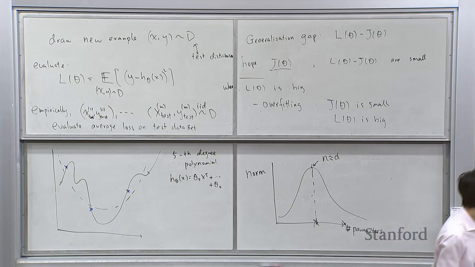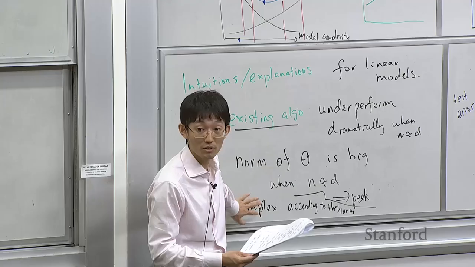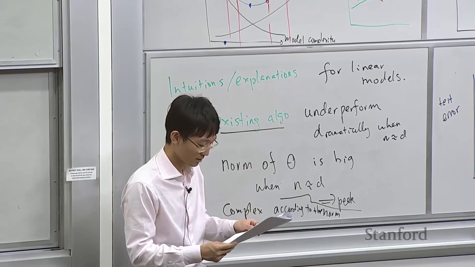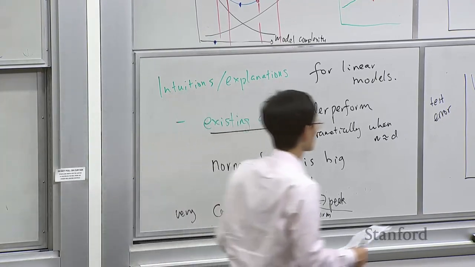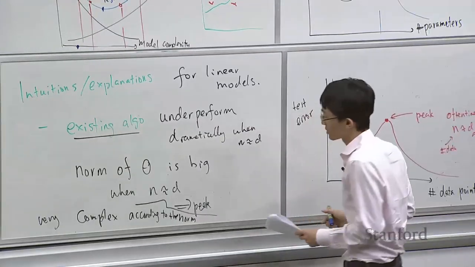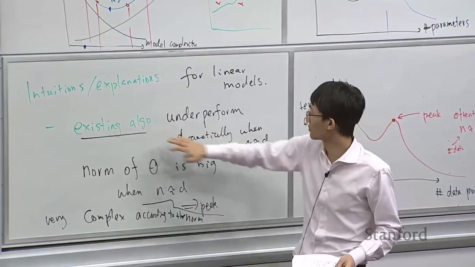So here it's just saying that, at least for this case, norm seems to be a slightly better complexity measure. And you can test this hypothesis in some sense. Say the existing algorithm underperforms here.